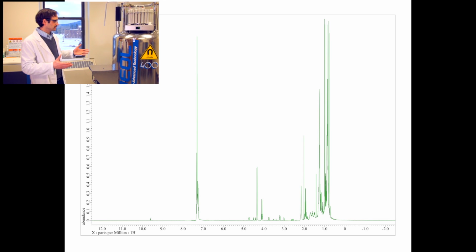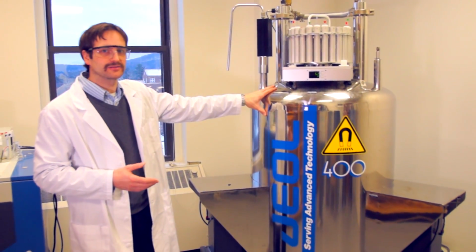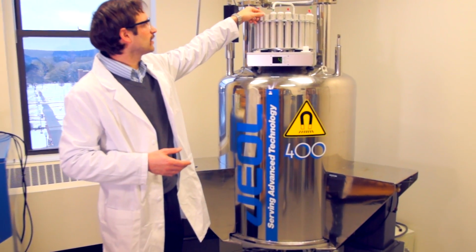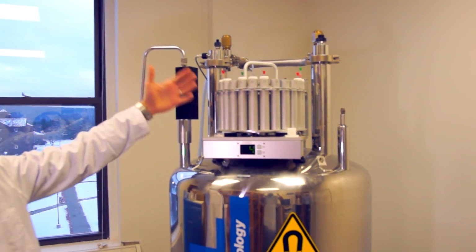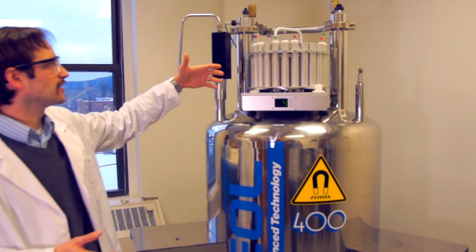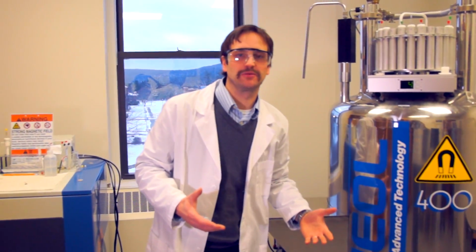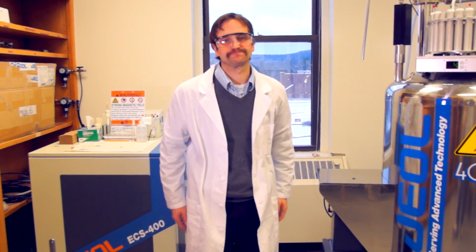So again, magnetic field determined by our superconducting magnet. Our samples that we make are usually dissolved in solvents that do not interfere with our instrument and our experiment. They're placed in, and there we can do our radio frequency pulsing. That's a real quick, very simplistic overview of NMR theory.